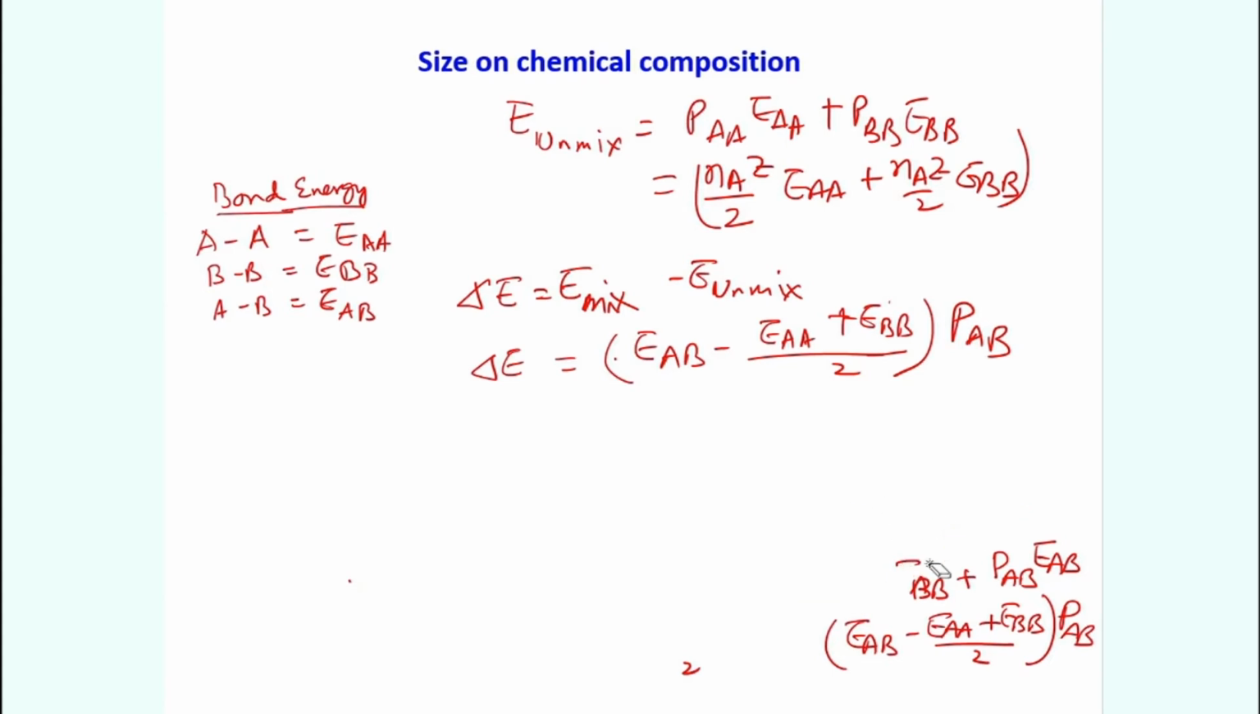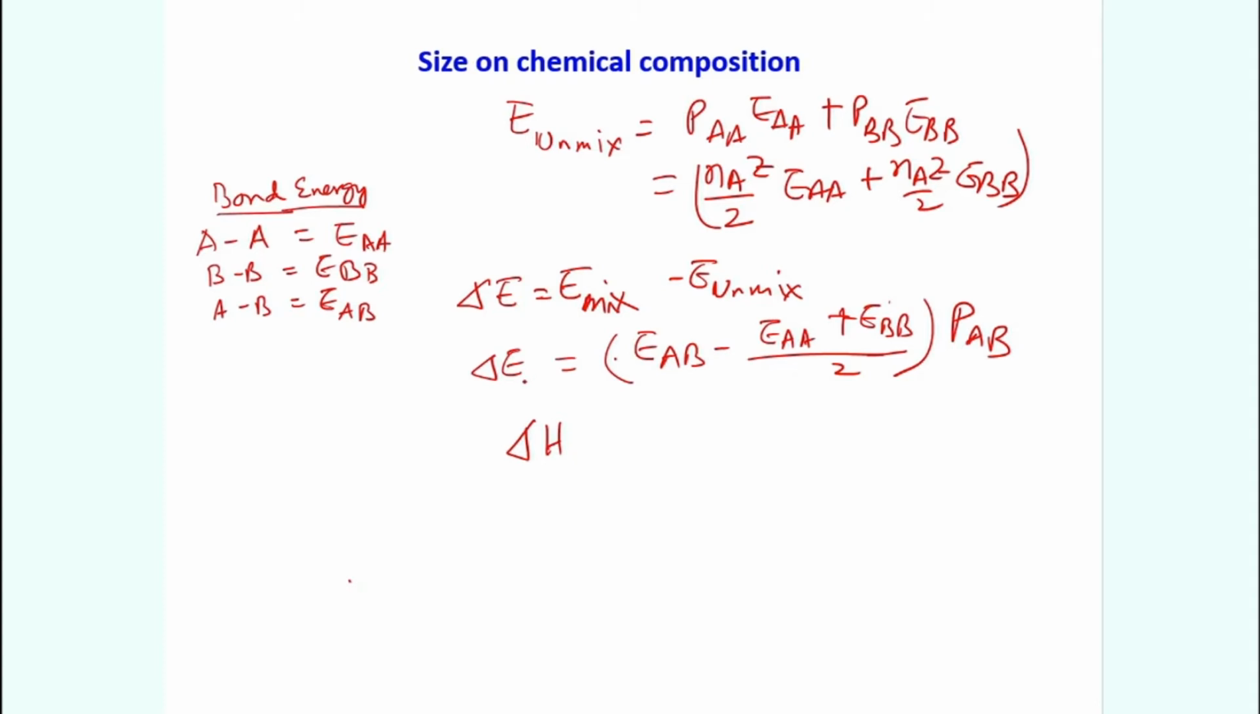In quasi-chemical theory, we assume that when you mix A and B together, there is no volume change. That is very unlikely, but it can be considered. So in that case, delta H mix is delta E mix, the internal energy change, plus P into delta V mix. We have already assumed delta V mix is 0, no volume change. That is the assumption of quasi-chemical theory.